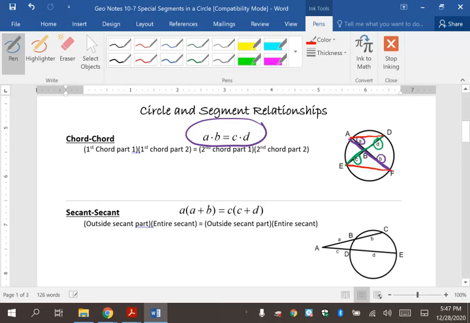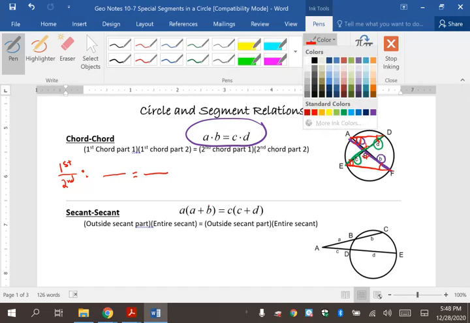The reason for that is these 2 angles cut off the same arc over here, DF, and these 2 angles cut off the same arc over here, AE. And we also know vertical angles. So by angle-angle similarity, those 2 triangles are similar. Because those are similar, we have this proportion that works: first triangle over second triangle. So let's go ahead and set up a proportion, and let me use a different color.